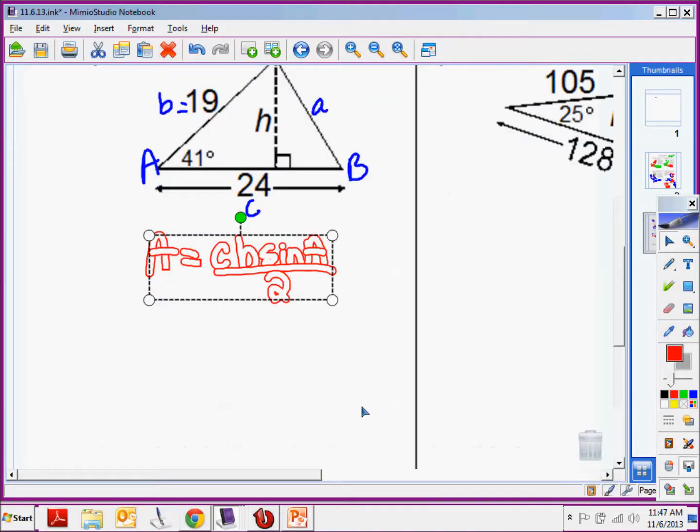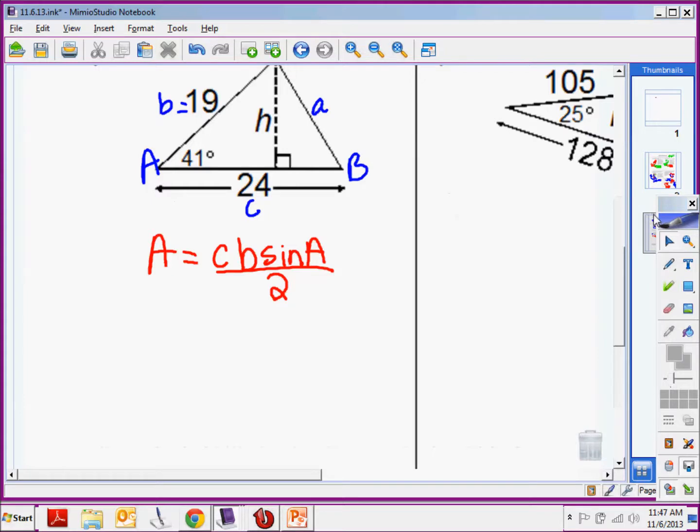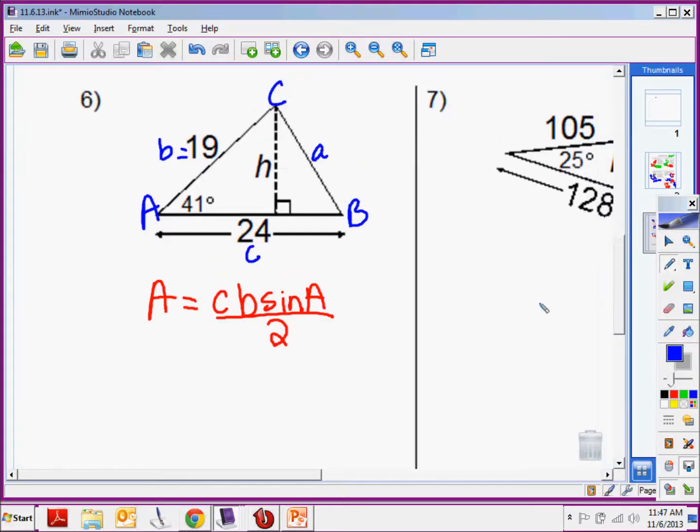Okay, so plug in what I know. So area equals, what's my C? 24. What's my B? 19. What's A?